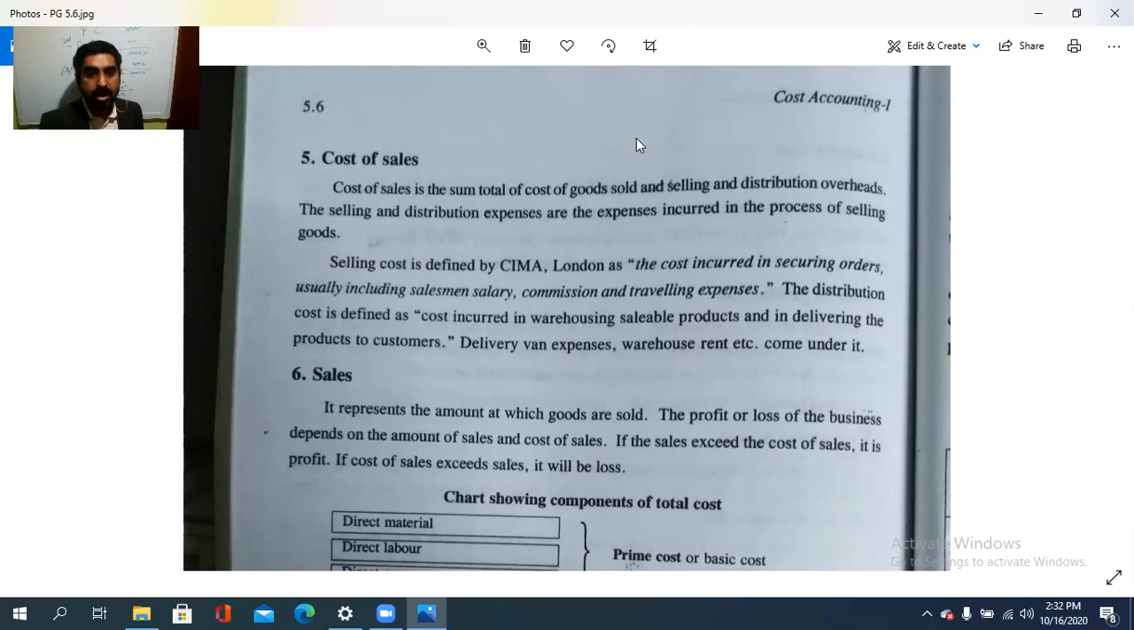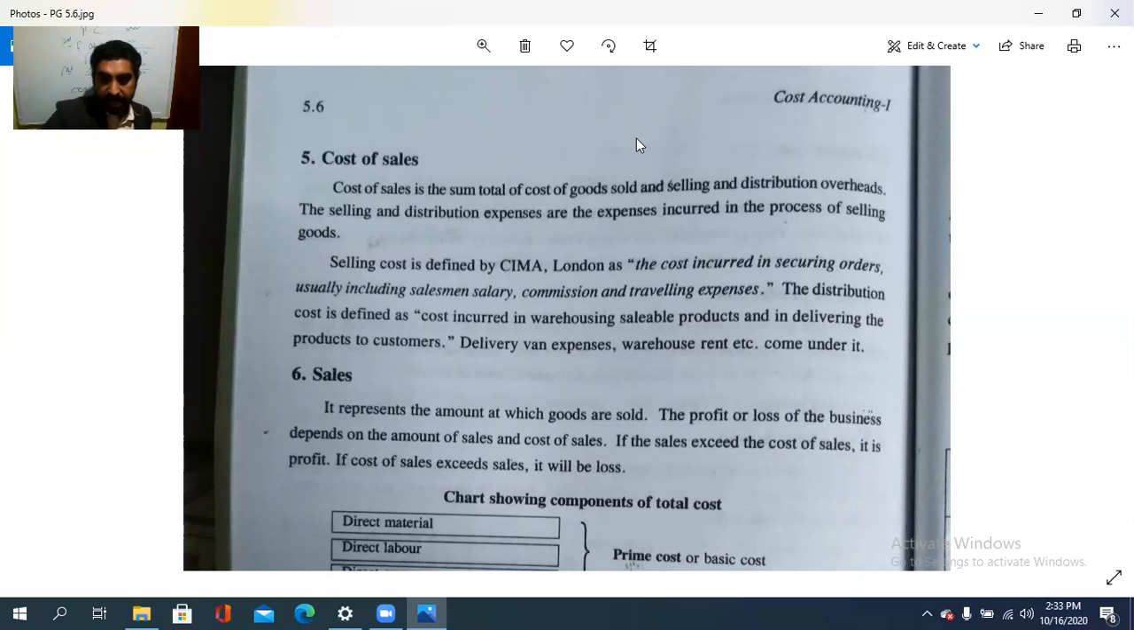It represents the amount at which the goods are sold. The profit or loss of the business depends on the amount of sales and cost of sales. If the sale exceeds the cost of sale, it is profit. Rather, if sale is higher than the cost of sale, that is the profit, and vice versa, it is the loss.